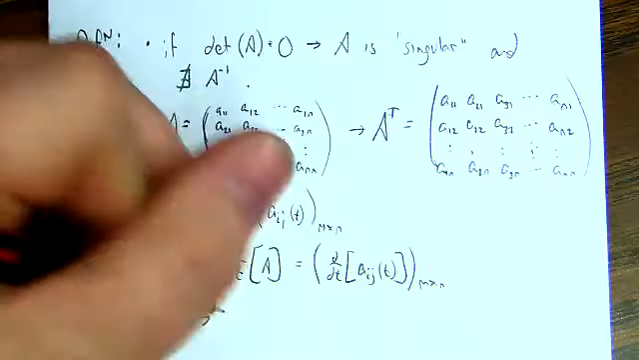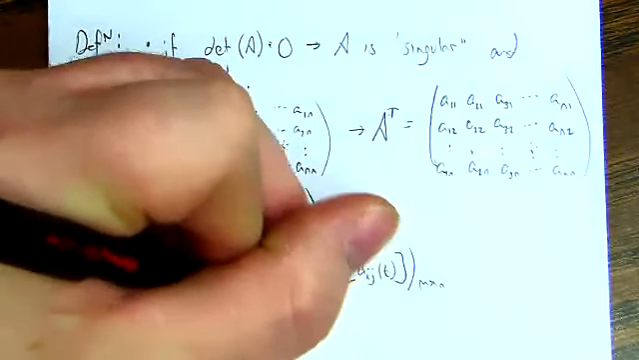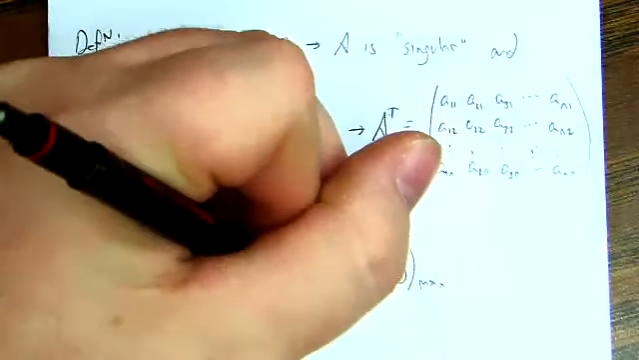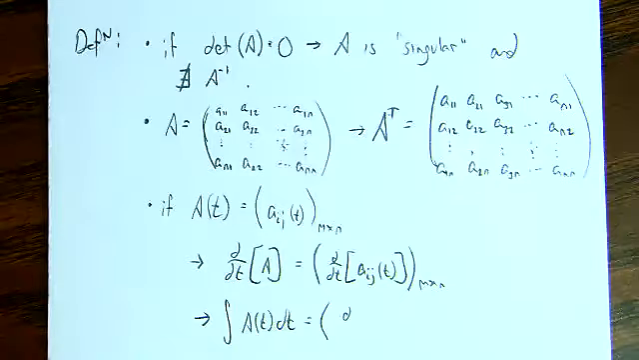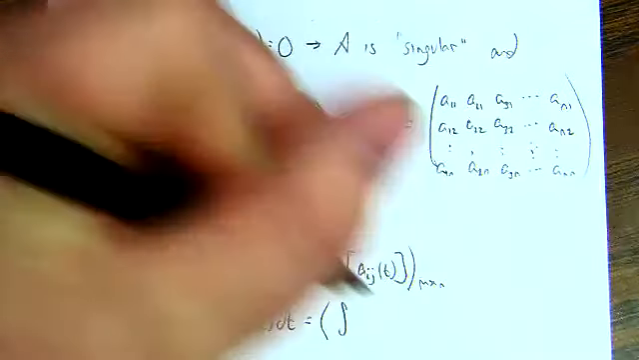And if I can take the derivative, I can also take the antiderivative or the integral. And this is, again, just the matrix whose elements are the antiderivatives of the individual elements.